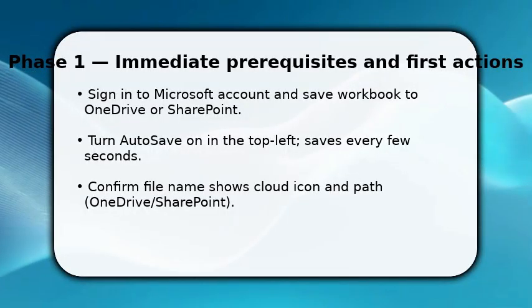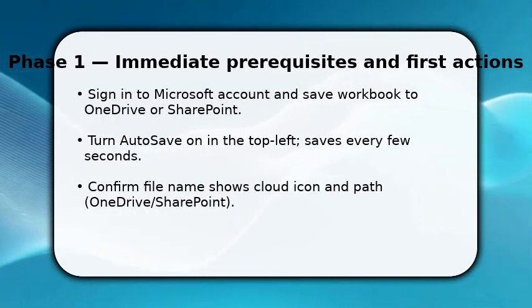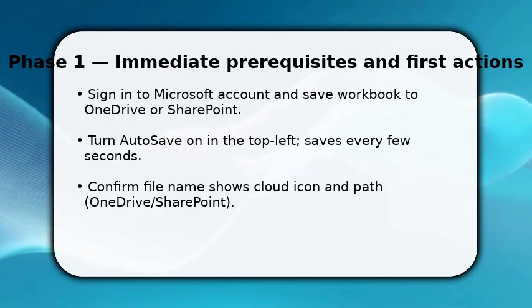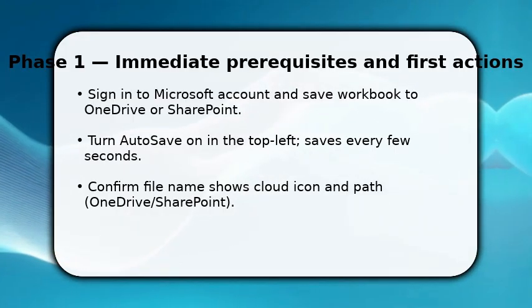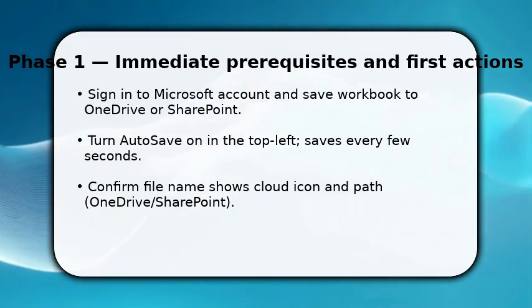You'll start by placing the workbook where Excel tracks versions, OneDrive or SharePoint. Sign in, then save as to that cloud location. This is required. Once saved, switch Auto-Save to On so Excel captures changes automatically.